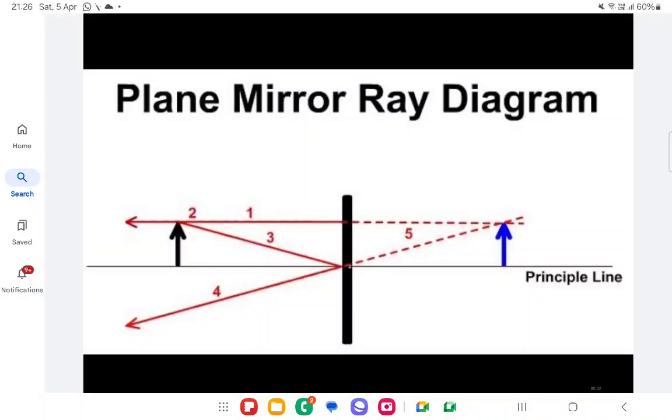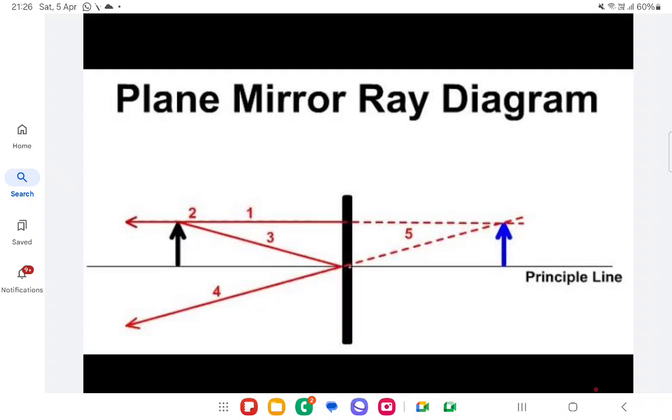So this is the diagram for how to draw the reflection by a plane mirror. Okay, the question: draw a diagram to show the formation of the image by the plane mirror. So this is the diagram. As you can see, the ray which is 1 and 2 is the ray which is going straight and then coming back straight. 3 and 4 is the ray, 3 is the ray which is incident on the mirror in a slanting way, and 4 is the ray which is getting reflected.